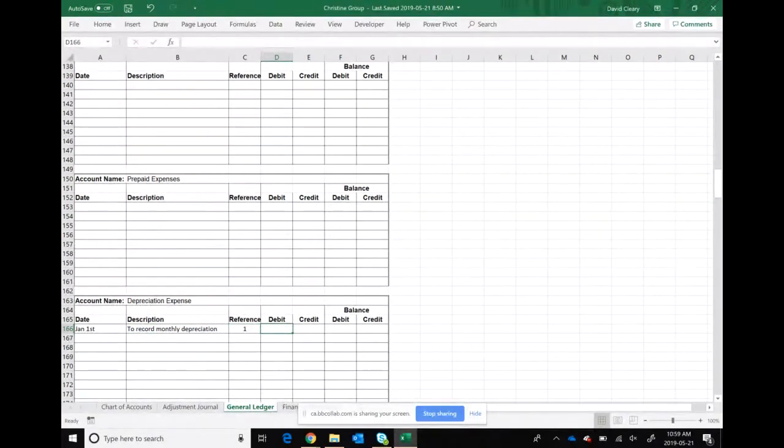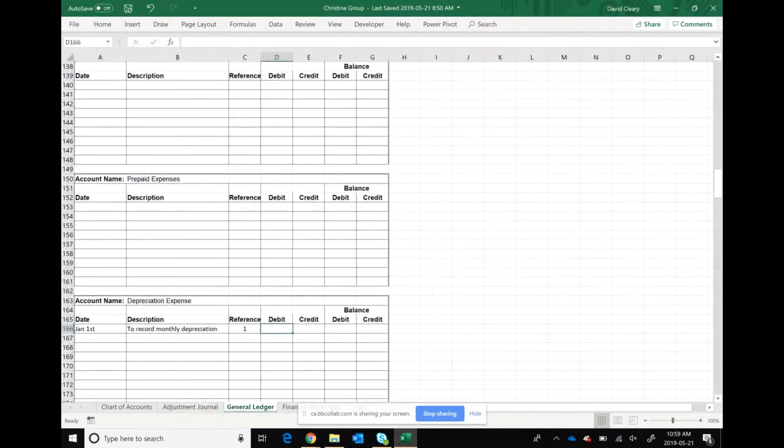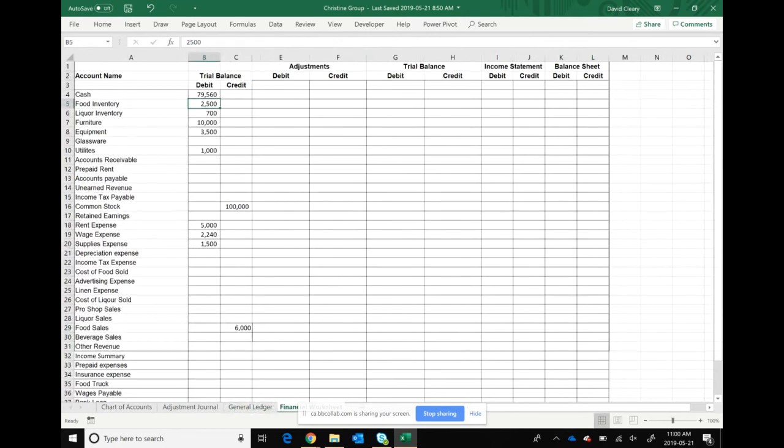And how much was it? It was $350. So we're debiting it with $350. We know that we're not actually going to be making any more changes to this account, so we can put the balance in at $350 as well.